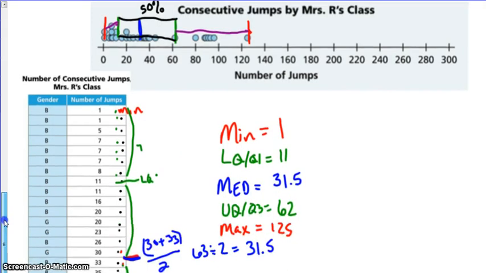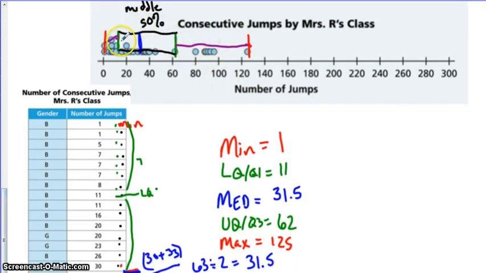We can get a lot of information. First off, I can tell just by looking at this box that it's skewed to the left. The reason I can tell is because the longer whisker, the tail, is to the right. Most of my information, 75% of it, is going to be from 0 to 61, or 62, I guess. So 75%, or 3/4 of my numbers, are right here. That tells me that this class had a majority of jumpers that got somewhere between 1 and 62.